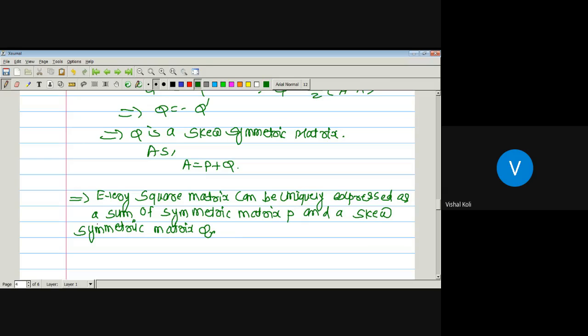Okay, and hence our required result. Okay, so if we have any square matrix, then we can express this matrix as a sum of symmetric and a skew symmetric matrix. Okay, does anyone have any doubts so far? Okay, there is no doubt. Then let us take some examples.